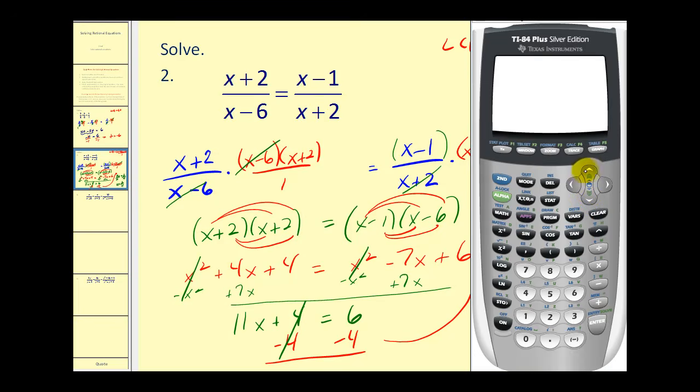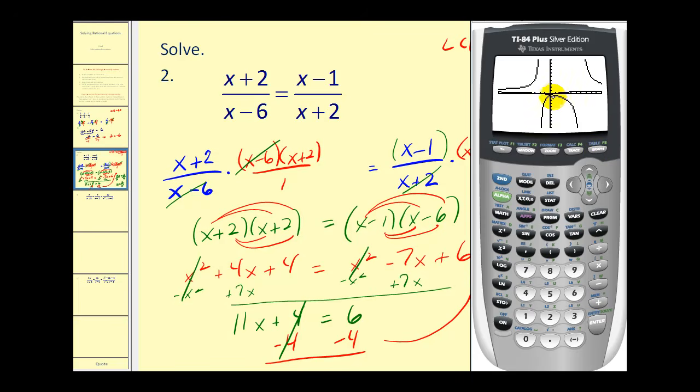First, 2 divided by 11 in decimal form is 0.18 repeating. Let's go to y equals. Let's type the left side in y1 and the right side in y2. Let's go ahead and press graph. Again, we're looking for the x-coordinate of the point of intersection.